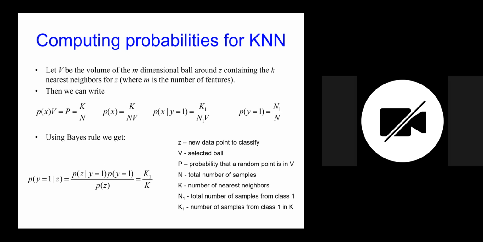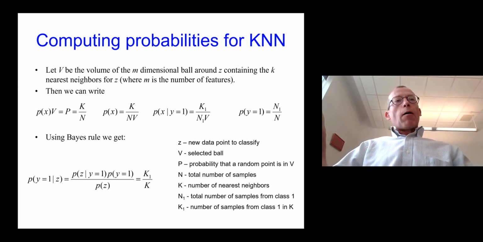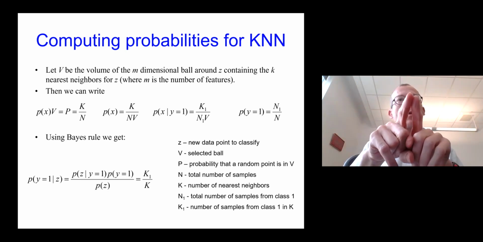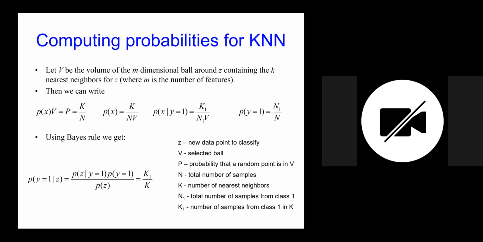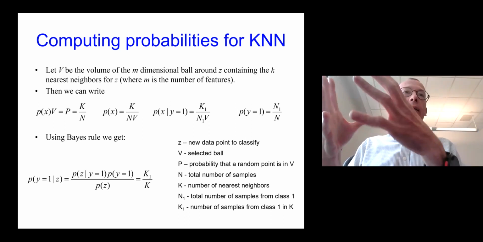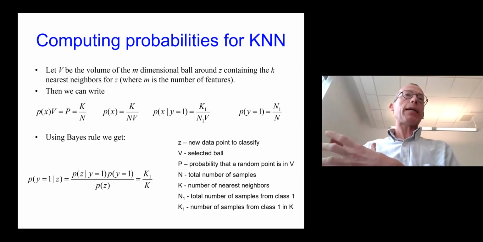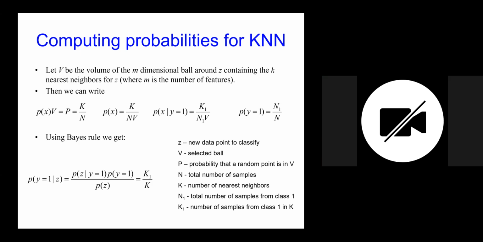So I think you had just said, maybe you said this by accident, but I thought I overheard you say that K1 is the number of samples from class 1 in V. Is that correct, or is it the number of samples from class 1 in K? Yeah, so V is the ball surrounding Z, which contains K samples, okay? Okay. So it's basically the same thing. It's the number of points from class 1 within the K nearest neighbors, but it's also the number of points from class 1 in V, the ball which is defined by K. Oh, okay, so it's basically the same thing in this case. Okay, thank you.